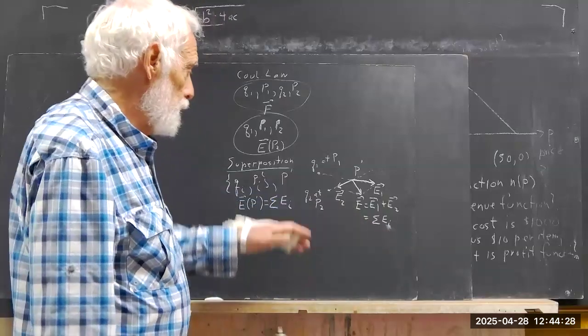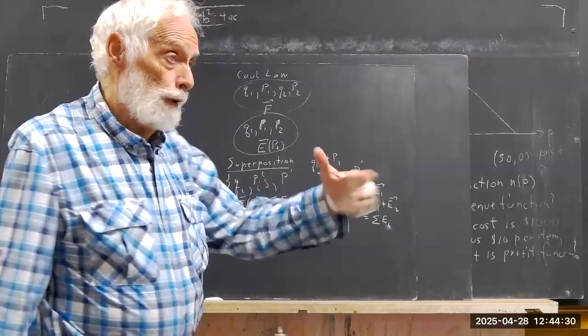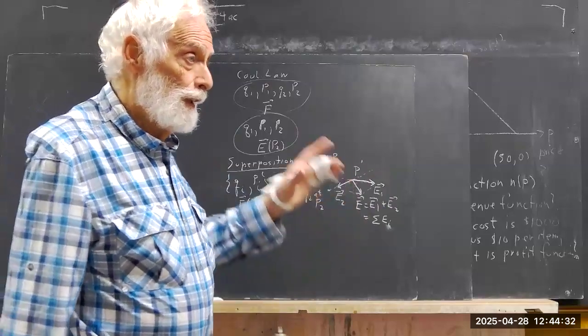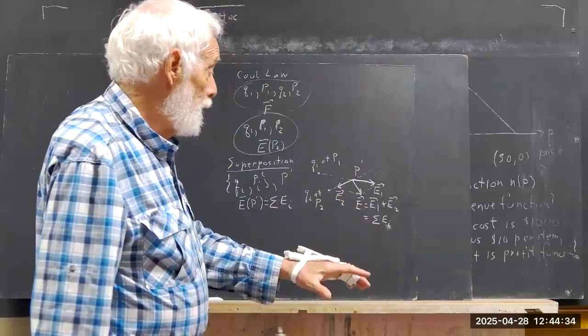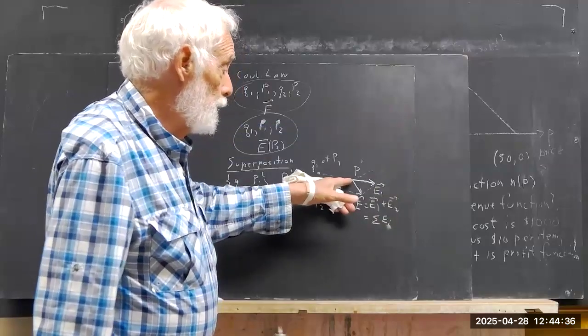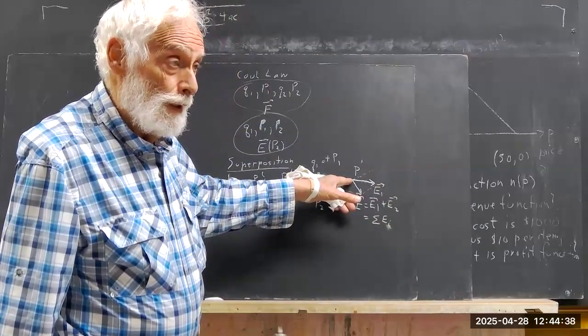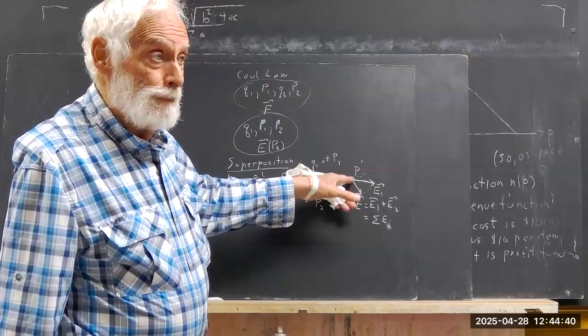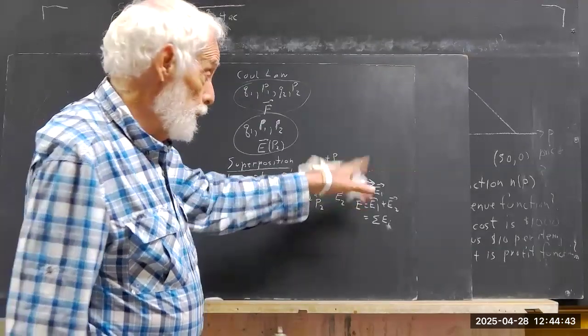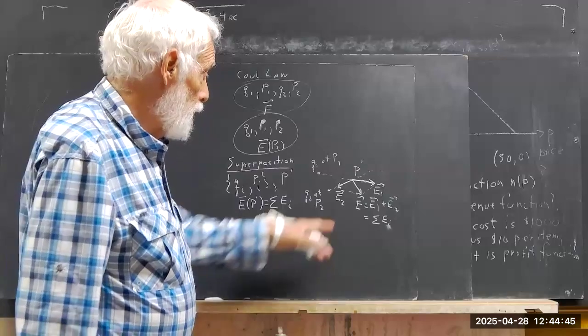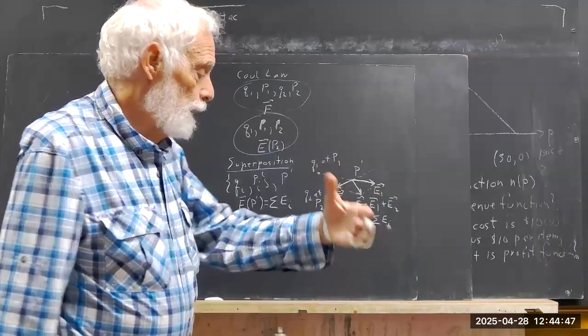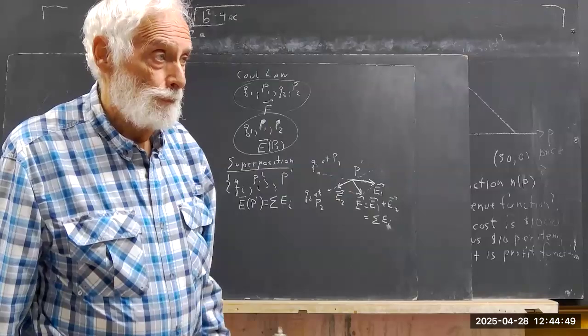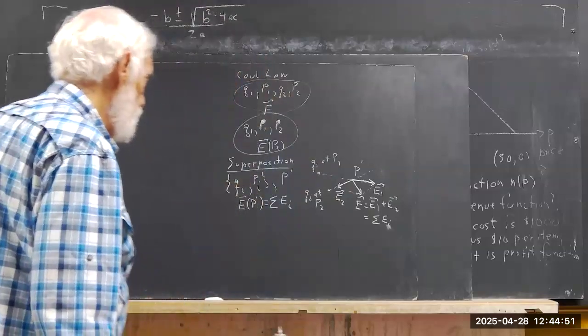Now, I could have done this for a couple million charges, but I don't have time to write them out. You understand, if there are a bunch of charges along here, each charge will produce an electric field at each point of space. We're just selecting one random point, P prime. And the electric field is just the sum of all the electric fields. Okay.